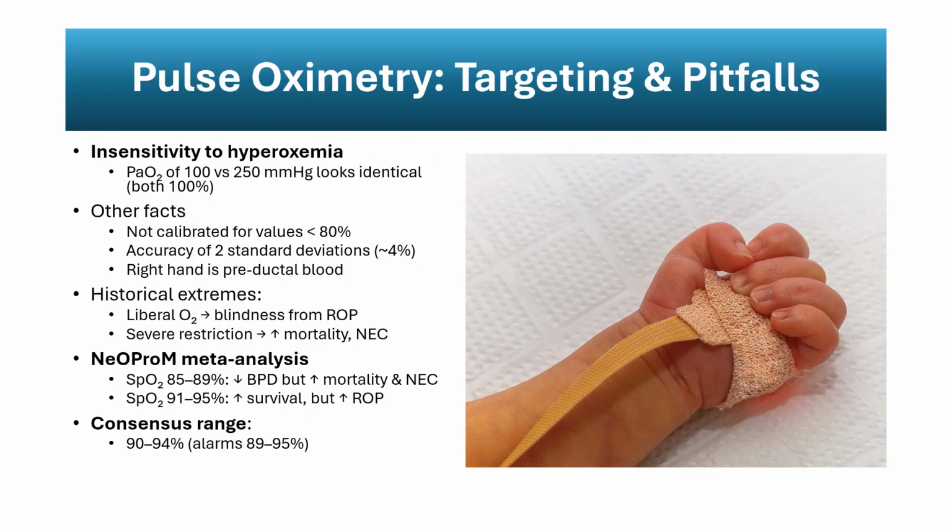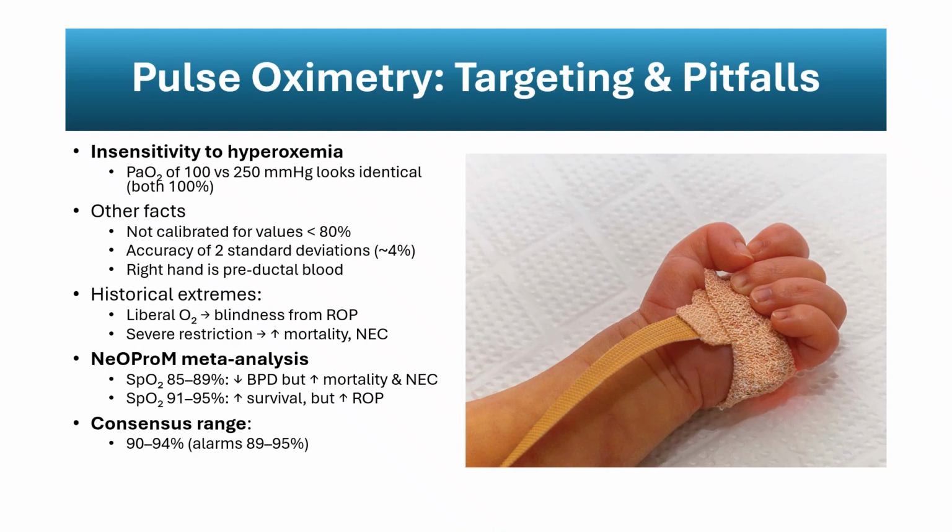Most pulse oximeters are not calibrated for saturations below 80%, and their accuracy has a typical variability of about 4%. Readings can therefore fluctuate even in stable infants. The right hand remains the preferred preductal monitoring site, while the foot represents postductal blood flow and helps detect shunting when the difference exceeds 5 to 10%.